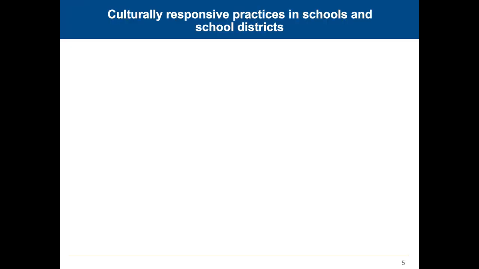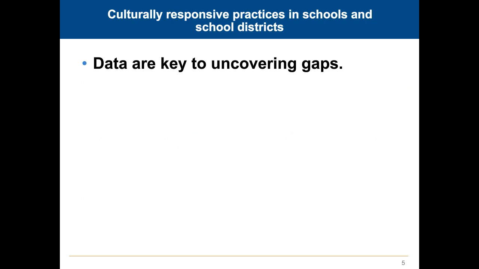When we talk about culturally responsive practices in schools and school districts, it's important for us to be able to understand data. Data is nothing more than information. So there is critical data that we can access within our schools and our school districts, no matter where we may find ourselves. But the key is to interpret the data in ways that can uncover access and opportunity gaps. So we're going to talk a little bit about that today.